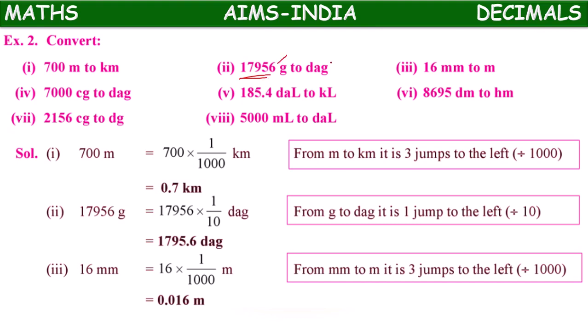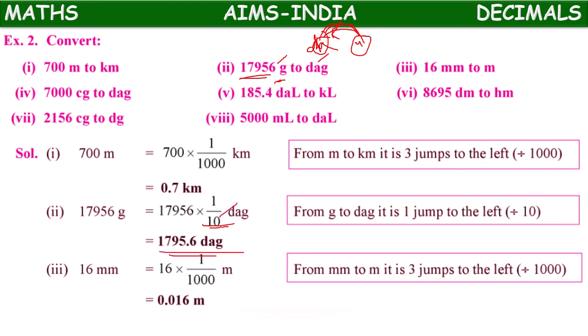17,956 grams to decagram. Gram will be in the units place, and decagram is to the left of it. That means we are jumping from lower to higher, so we have to multiply by 1 by 10, because downside we have 0. So after one digit we have to keep the decimal point.